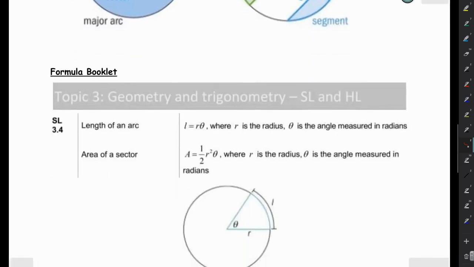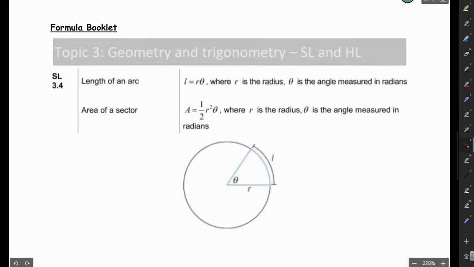Now in the formula booklet, I always like to remind you, you should have your formula booklet handy at all times. If you go to topic 3 for geometry and trigonometry, SL 3.4, they give you the formula for the length of the arc and the formula for the area of a sector. Very, very little things have to be memorized for the IB exam.